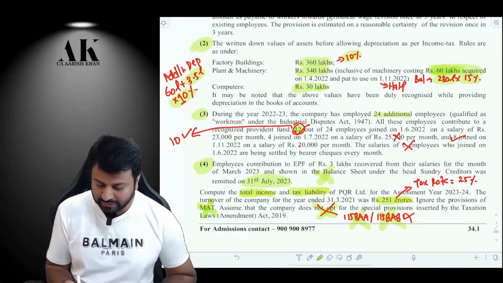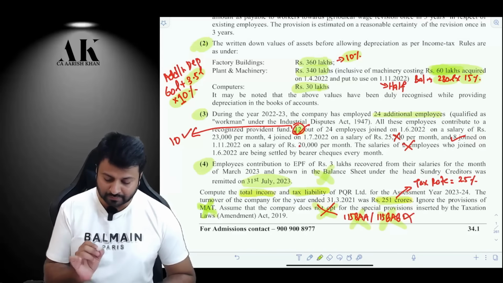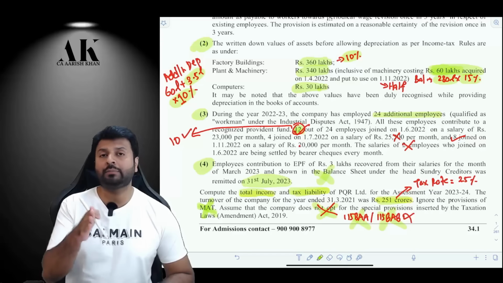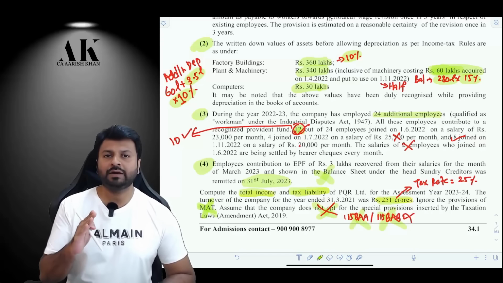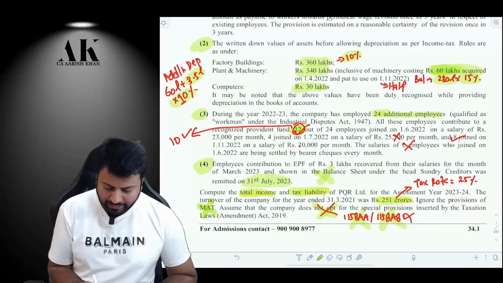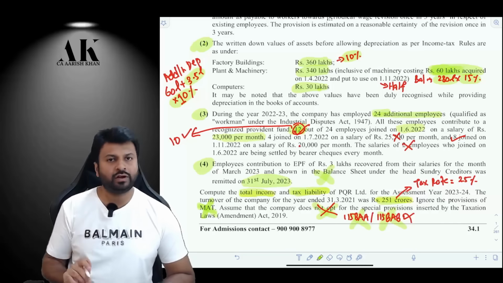You have employed 24 additional employees. Now, out of these 24 additional employees, how many of them will be allowed as deduction? First of all, you have to keep in mind that in 80JJAA, it is allowed only if the emolument per month is up to 25,000 rupees. If the emolument per month is more than 25,000 rupees, then it is not allowed as deduction. So out of 24 employees, 12 employees are employed on 1st June and their emolument is 23,000. So they will be eligible for 80JJAA.